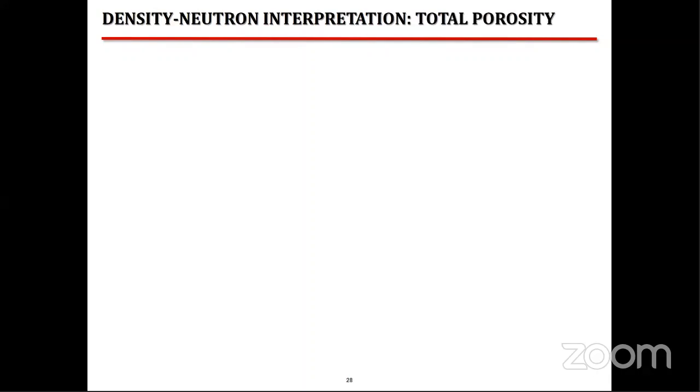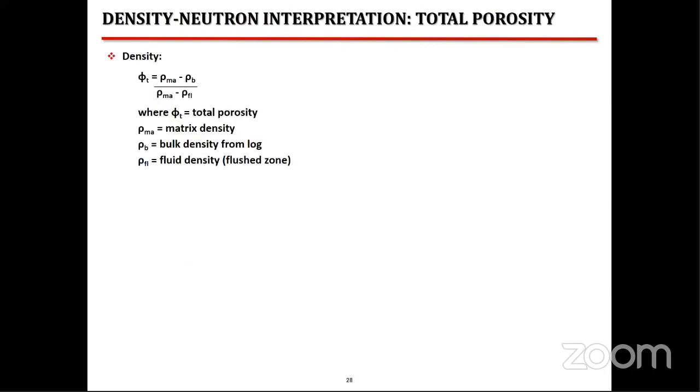Density neutron interpretation, total porosity. Using the density log, total porosity can be calculated by the below formula, where phi t is total porosity, rho Ma is the matrix density, rho B is the bulk density value obtained from the log, and rho Fl is the density of the fluid present in the flushed or the invaded zone.